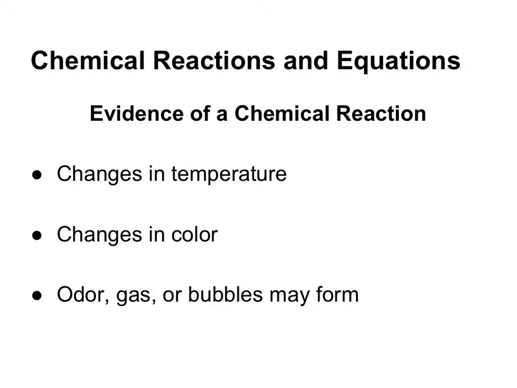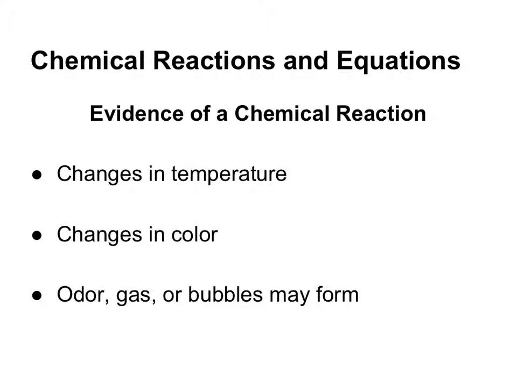Changes in color, same thing. Not mixing yellow and blue to make green. But if you mix yellow and blue and you get orange, which would be not explained by just mixing the two colors, that's probably because of a chemical reaction. Or you take two things that are clear, mix them together, and the combination turns pink or green or something like that. That would indicate that a chemical reaction is taking place.